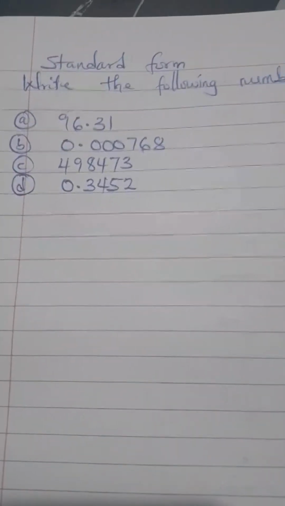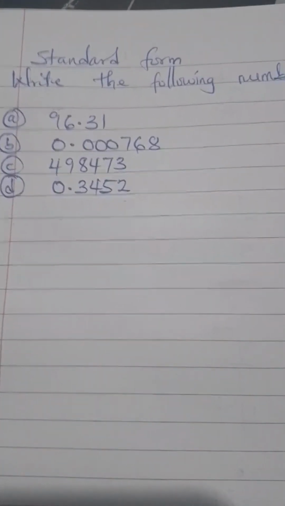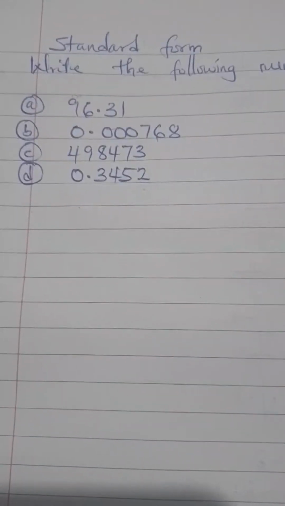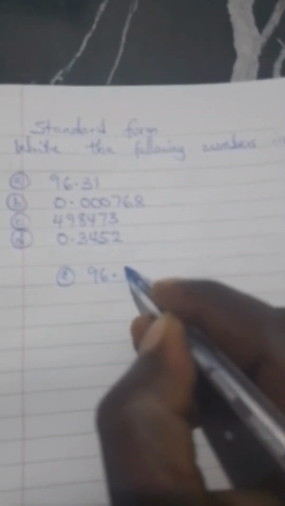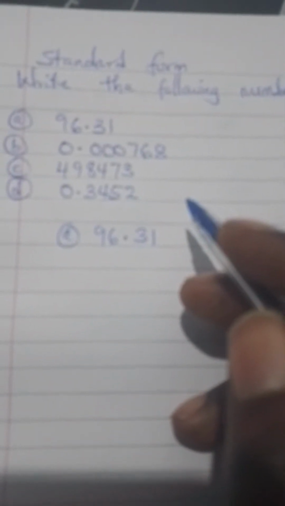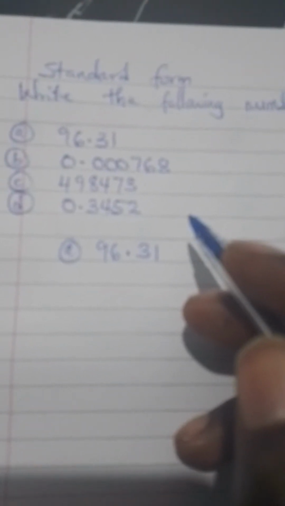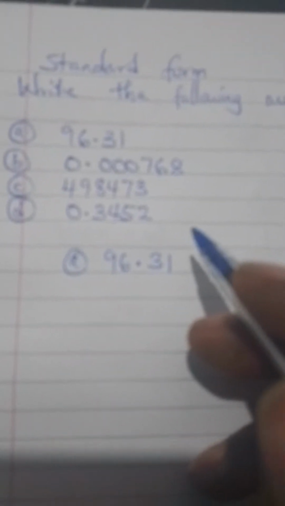Right. Now, we want to look at these standard forms. So if you can solve it, tell us the answer. Here, the A, we have 96.31. So to write the answer in standard form, the number should be between 1 and 10. So these are very simple questions. I think we can all provide the answers in the comment section. So try and do that for us.